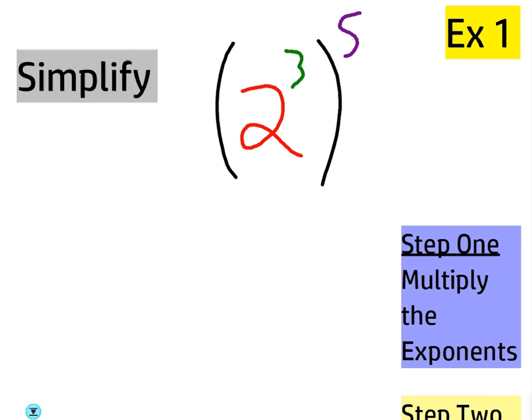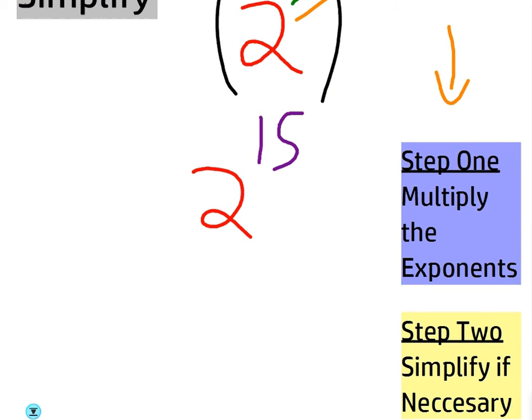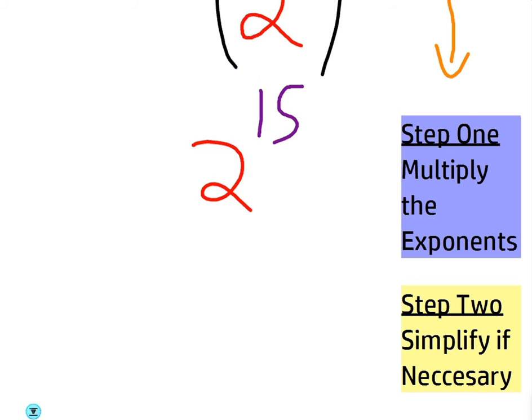Now you're starting to see that you don't have to break it down every time. Step one, when you're simplifying these, is to multiply the exponents. That will give you 15. For this one, I'm not going to make you solve it out because it's too big. But for step two, simplify if necessary.